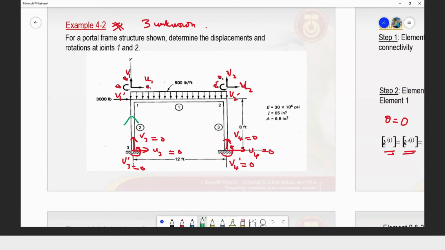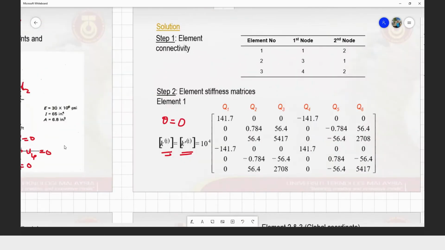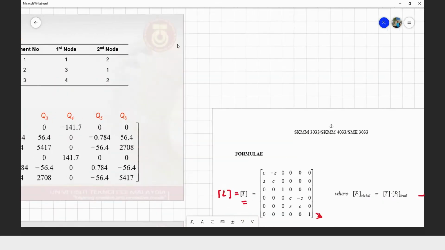So what is the angle from 3 to 1? We take this as the starting line for the angle. Then we project the angle to the element. So our beta here for element number 2 is equal to 90 degrees. The length of our element is 8 feet, 8 feet tall. So let's work this out for element number 2 only.